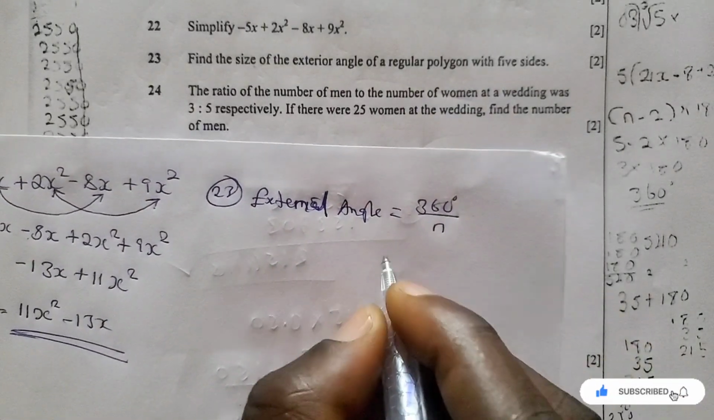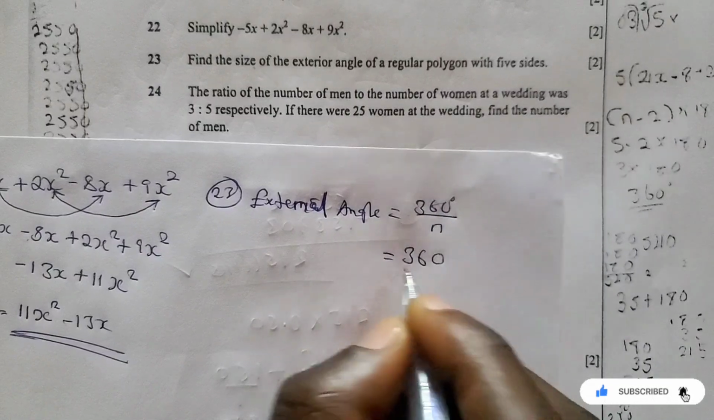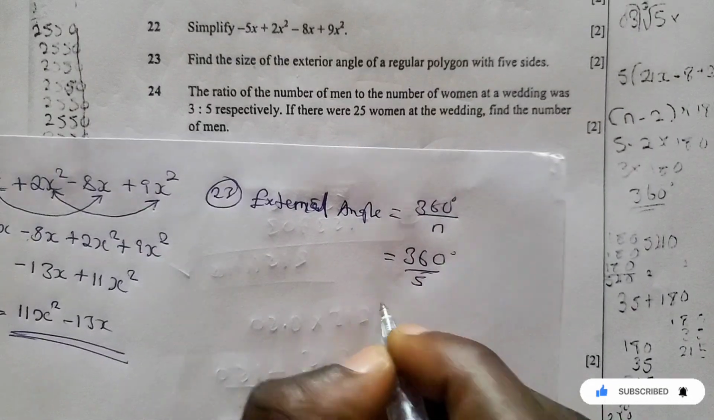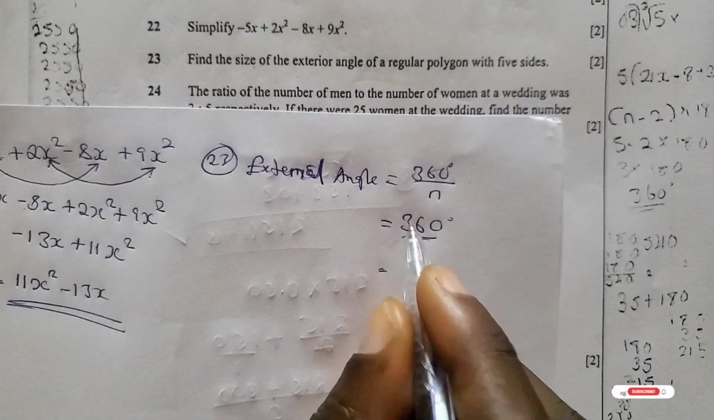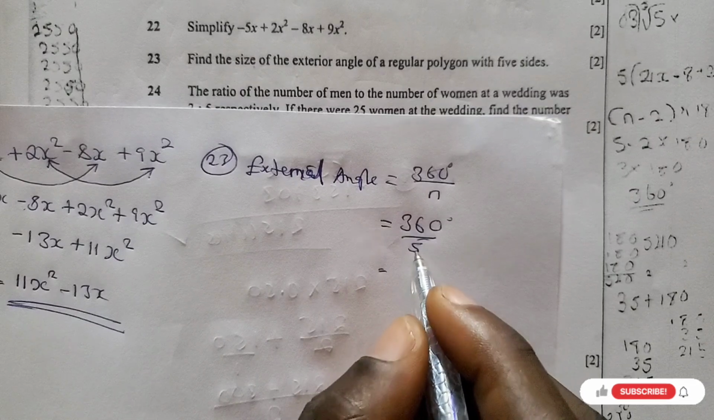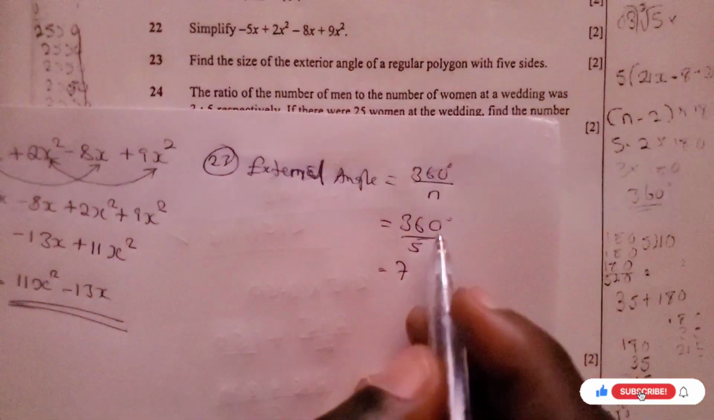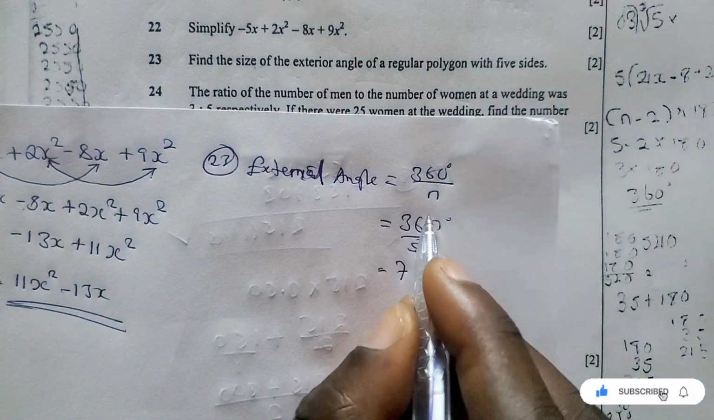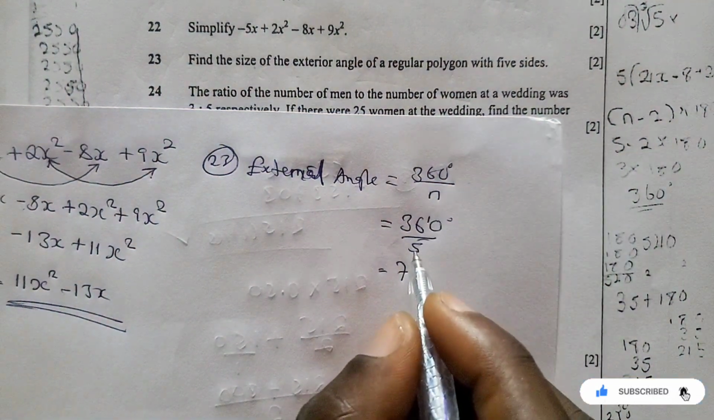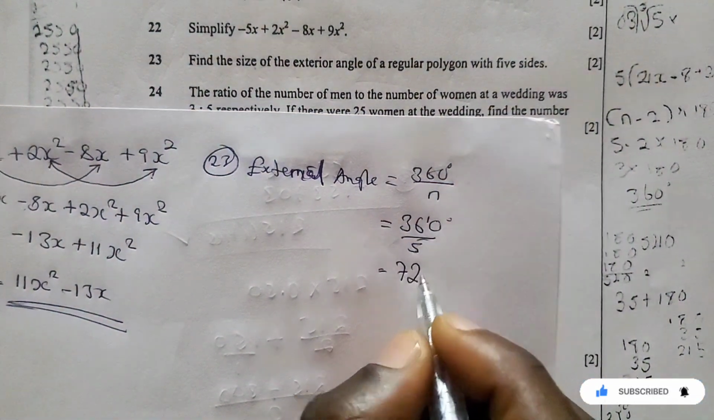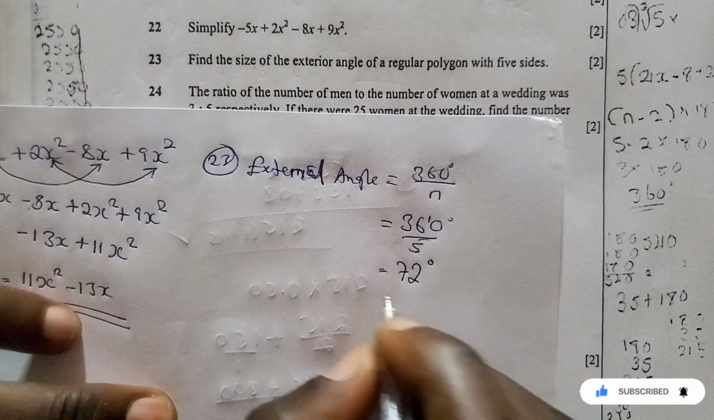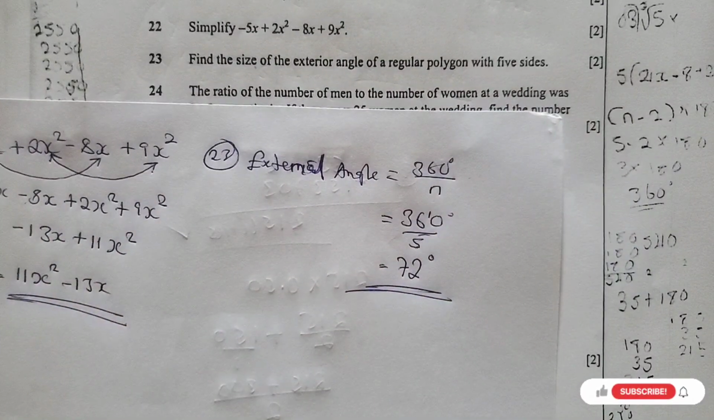Now, we are told that we have 5 sides. So we are going to divide 360 by 5. So, 5 into 36, it goes 7 times, remainder 1. That 1 goes here and becomes 10. 5 into 10 is 2. So it is 72 degrees. That's the external angle. Okay?